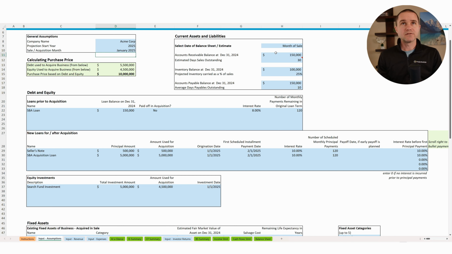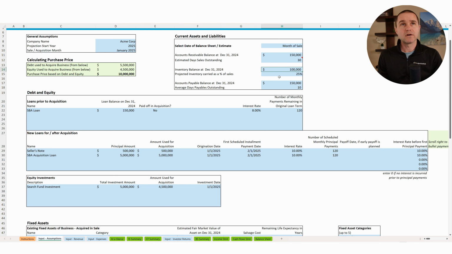And so the next thing you'll notice is that you're able to put in some of the balance sheet items here. So the accounts receivable balance as of the month of the sale, December 31st, 2024, we've got 150,000 of AR. And then estimated days outstanding. This is how many days it takes to get paid after you make a sale. So if you're in the healthcare industry, maybe it could be 45 days, 60 days to get paid from insurance. So this impacts how much working capital you will need for the acquisition, depending on how long it takes to get paid.